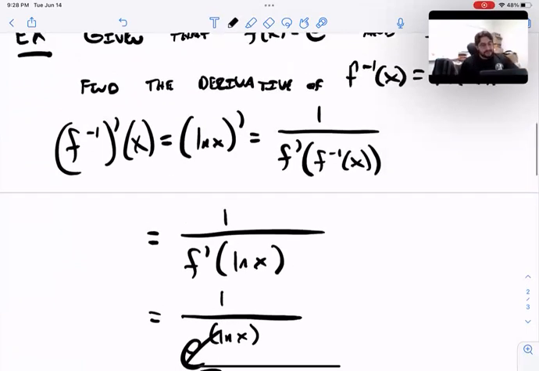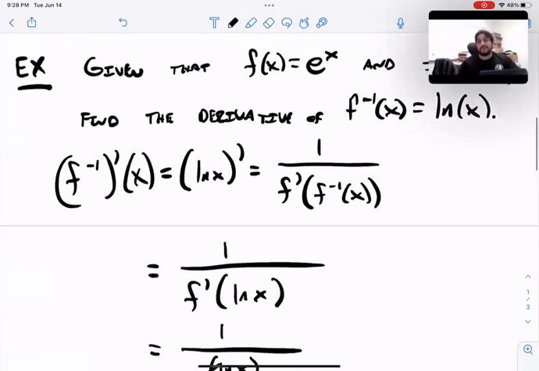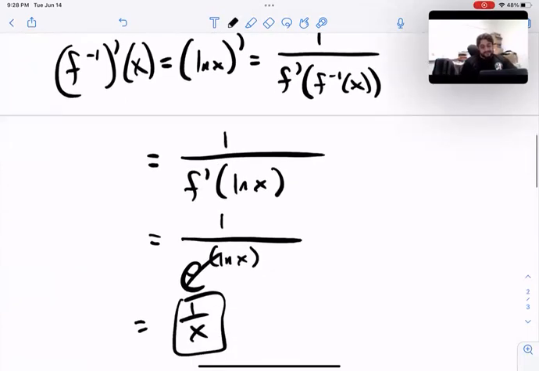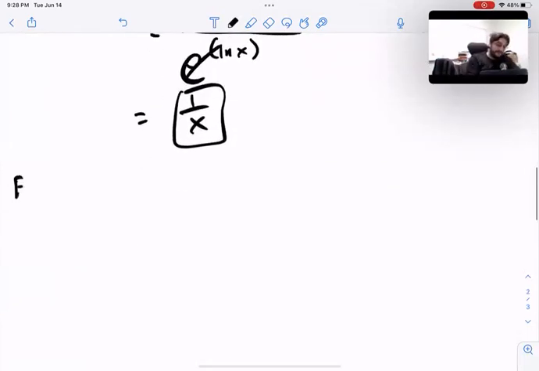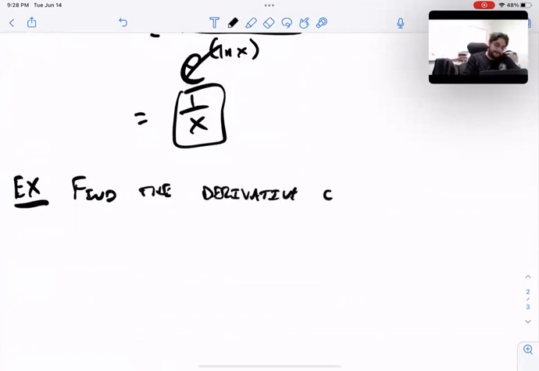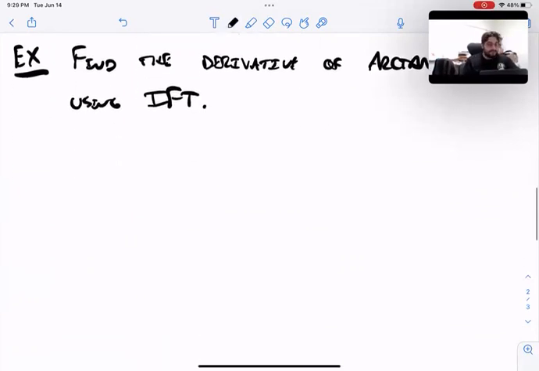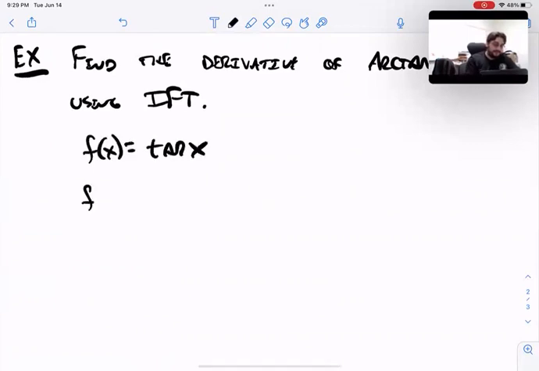Right? So there's IFT applied to a really famous function, applied to e to the x, which lets us get the derivative for log of x. So that's a very famous one. Right, here's another very famous, very important one. Let's find the derivative of the function arctangent using IFT, right? Using the inverse function theorem. So what could I do here? I could say, well, the original function is tangent of x, right? So that the inverse can be called arctan.